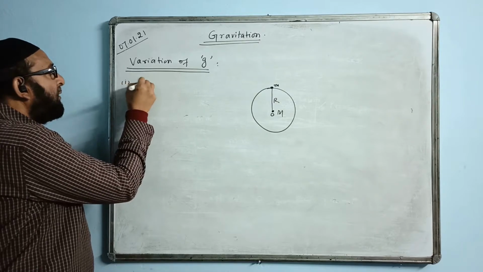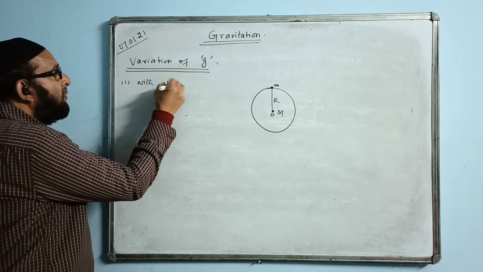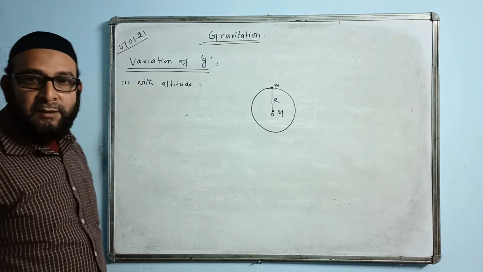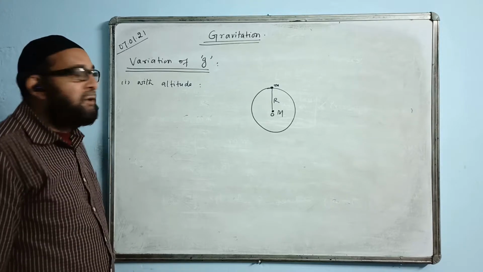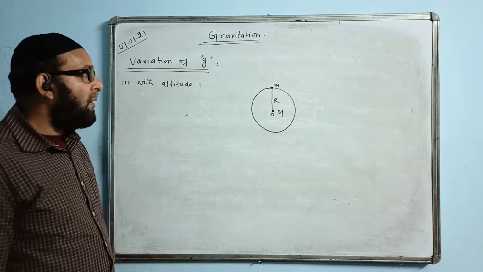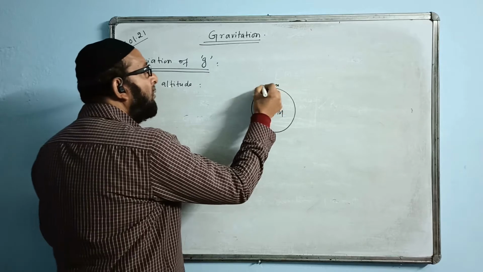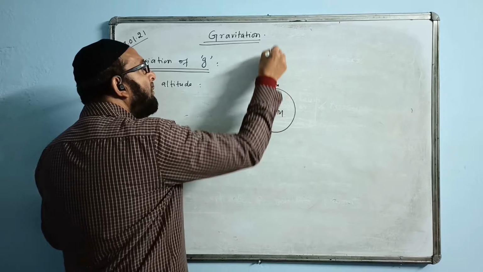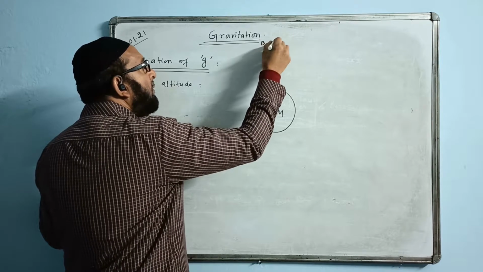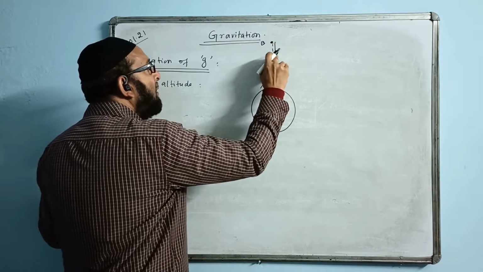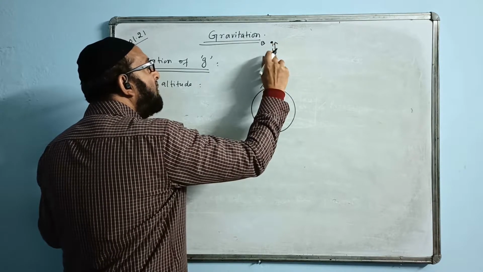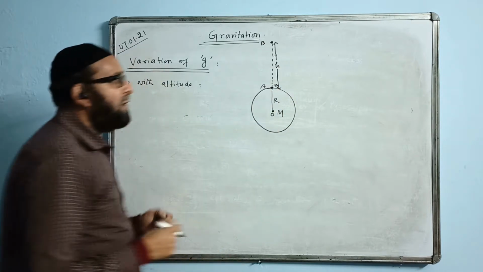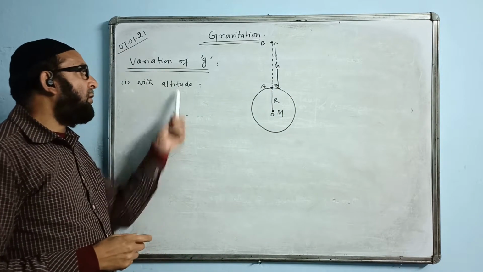So we are doing the variation of g. First case we take is with altitude, that is, with the height. How the value of g changes with the increase in altitude, we'll see. Let us take a body first on the surface of the earth at A. Now the same body is taken to an altitude at B. The height is h. It is taken to a height h, or altitude of h.